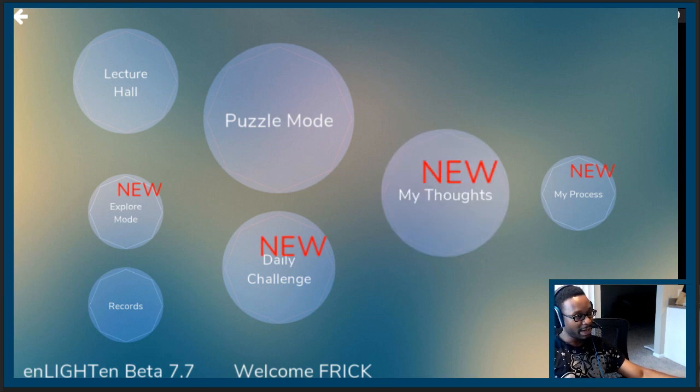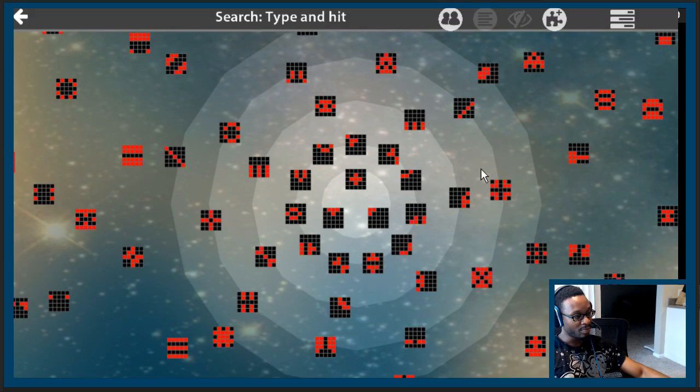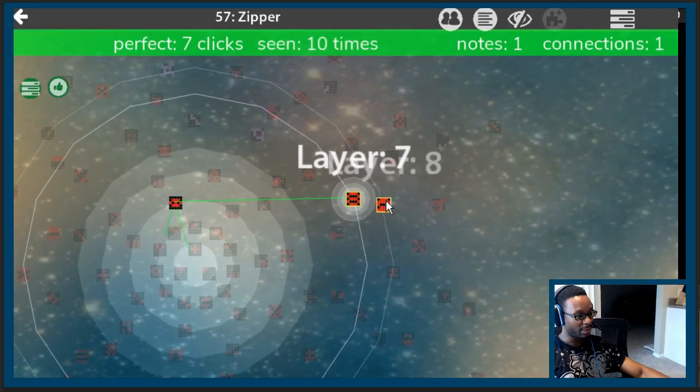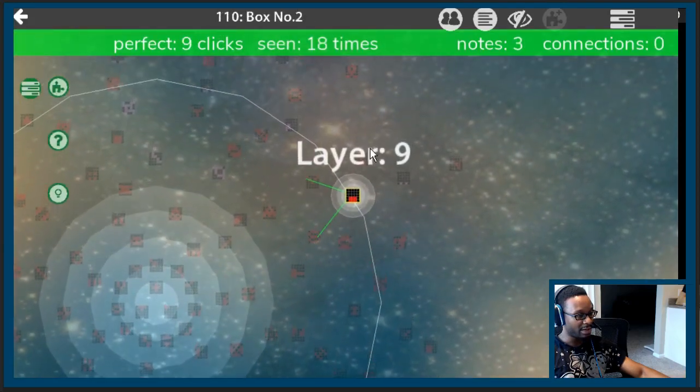So with that in mind, I was making this game and I realized, okay, at some point when you're playing Enlighten, these puzzles get more and more complex as you go out deeper and deeper rings, like 7 clicks, 8 clicks, 9 clicks, 10 clicks, right?